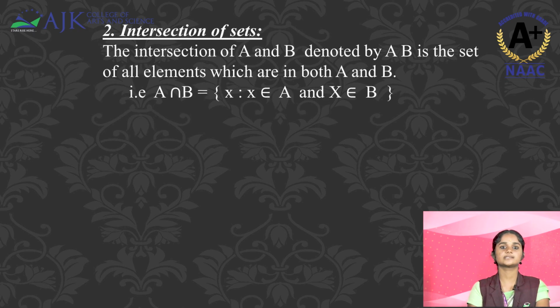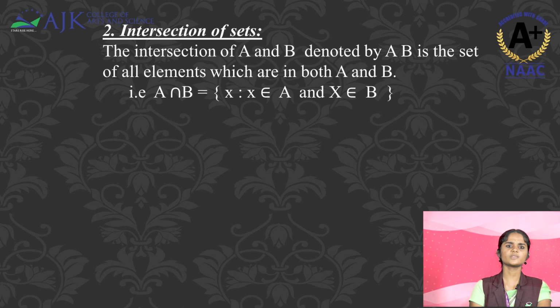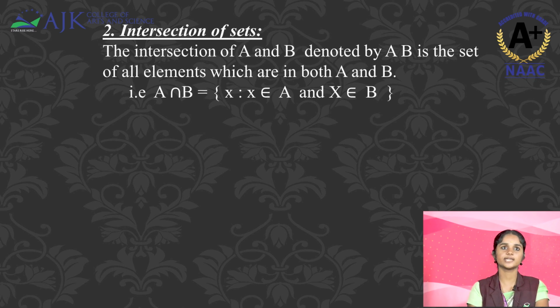So next set is intersection of sets. The intersection of A and B denoted by a small letter n. So that is A intersection B equal to set of all X such that X belongs to A and X belongs to B. For example, we are considering a set A as 1, 2, 3 and set B as 2, 3, 4, 5. The intersection means we need to check whether sets A and B have any common elements or not. For example, here set A has 2 and set B has 2. So your intersection is set of 2.